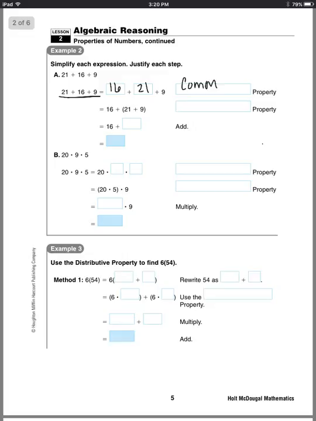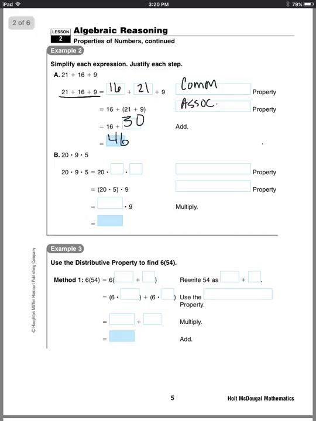Now, I want to make sure that I add 21 plus 9 first, because that's going to give me 30, which is a number that's easy to add to. So if you see, they put the parentheses around that, and because I added parentheses, that's the associative property. Okay? Then I'm going to follow the order of operations. 21 plus 9 is 30. And then I'm going to add and get 46.